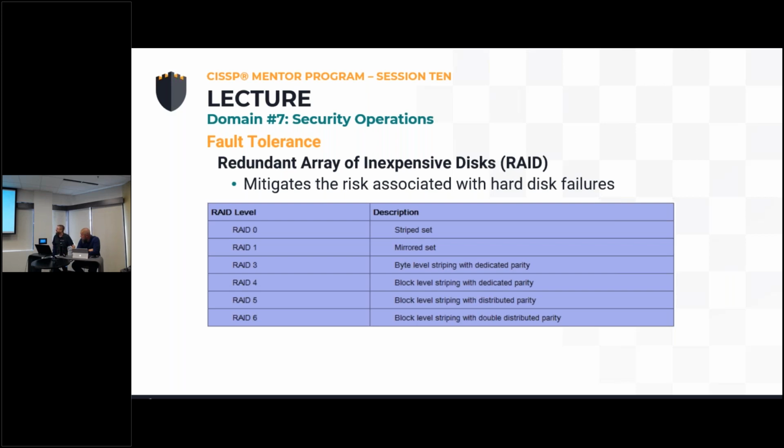RAID 3, byte level striping with parity. RAID 4, block level. That means a dedicated parity drive.